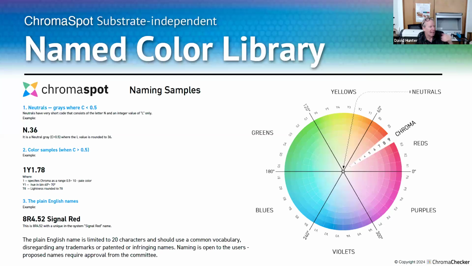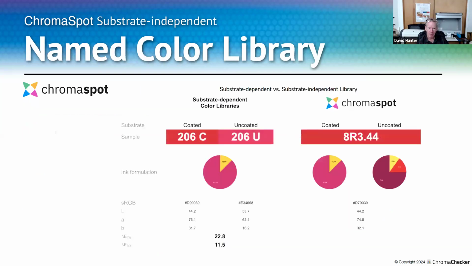You don't want to know if I can make Pantone 185 coated or 185 uncoated, because they're supposed to be the same color, but they're not. Pantone 185 coated is much more vivid than Pantone 185 uncoated. So with the ChromaSpot library, it's one color for all definitions, and then we tell you if it's in gamut or not in gamut. So it helps the communication.